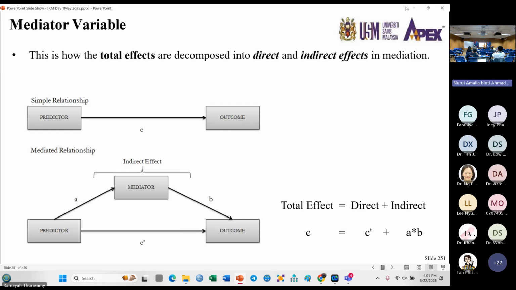Okay, so when we do mediation, we actually bring this thing up. First, when we run independent to dependent, C is called the total effect. Now the total effect will be decomposed into direct and indirect. Indirect is A times B. So this is the decomposition done in mediation, direct and indirect.